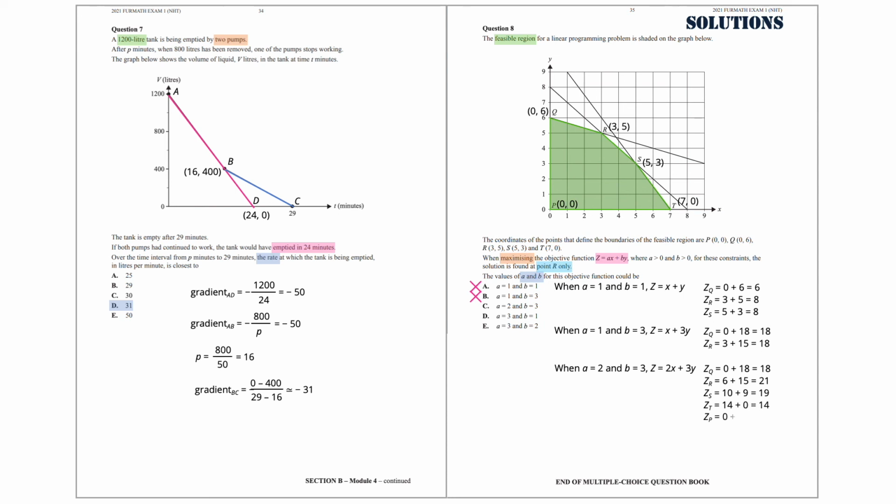Let's check option B. When a equals 1 and b equals 3, z equals x plus 3y. Z at point Q is equal to 0 plus 18, which is 18, and z at point R is 3 plus 15, and that is 18 as well. Therefore, we can cross out option B as well.